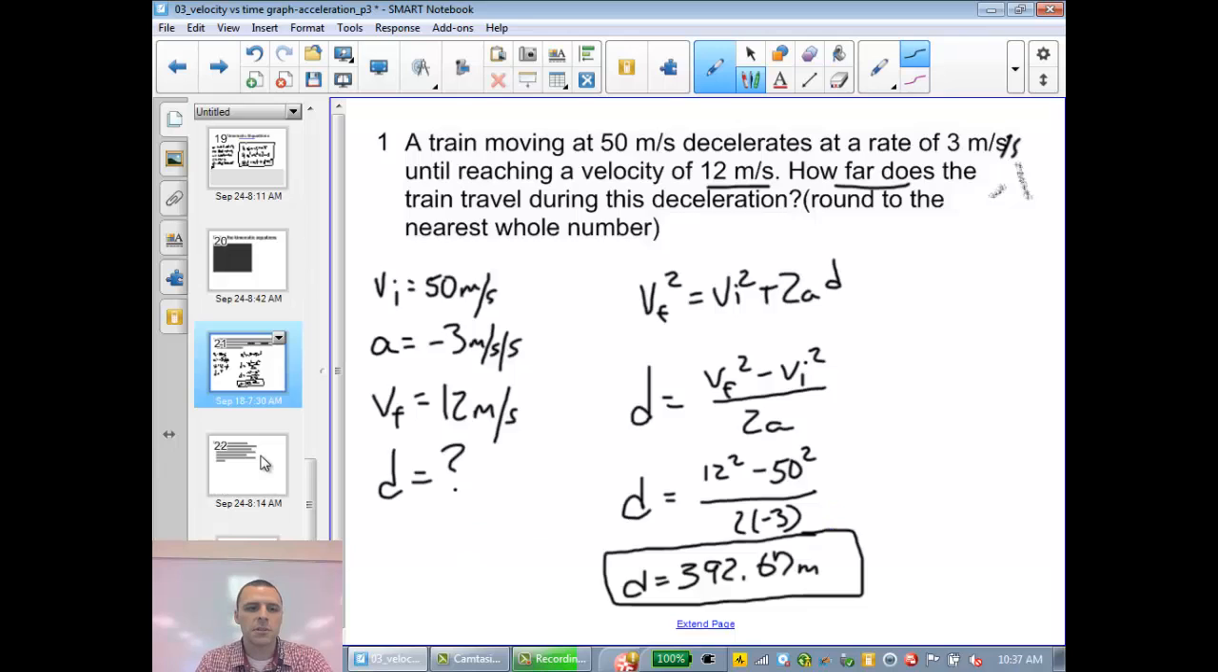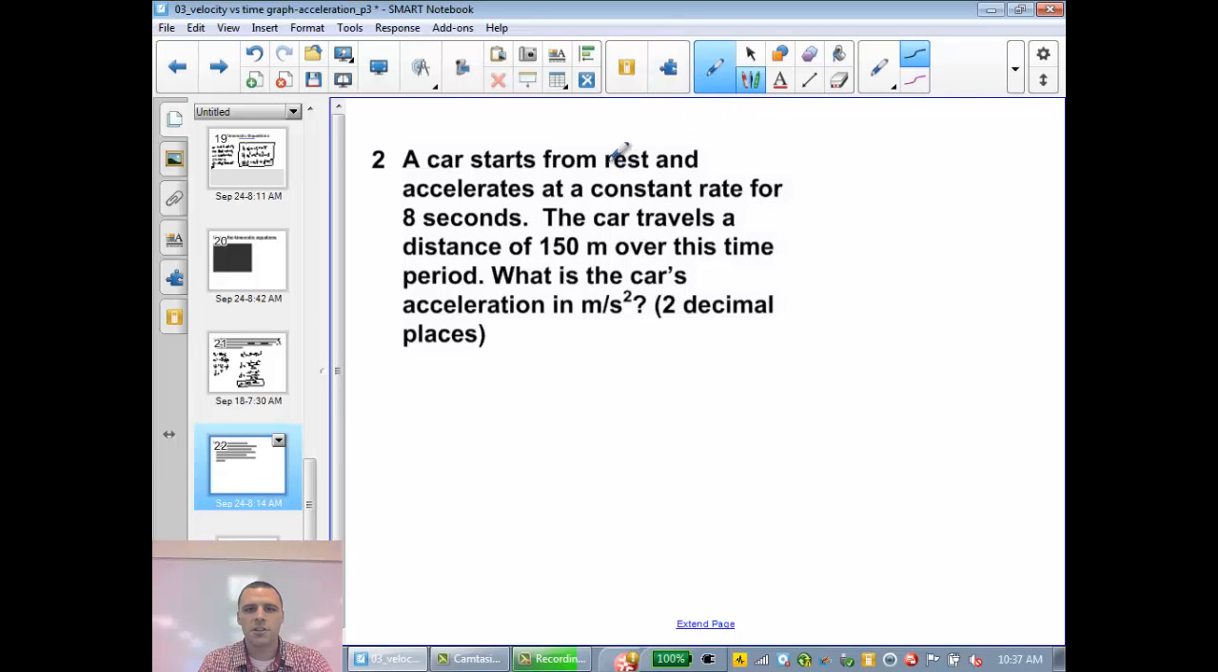To do a second one, just to see a different one, it says a car starts from rest, which means its initial velocity is 0, and accelerates at a constant rate for 8 seconds. So we're given time, 8 seconds. The car travels a distance of 150 meters over that period. What is the car's acceleration? We want to find acceleration.